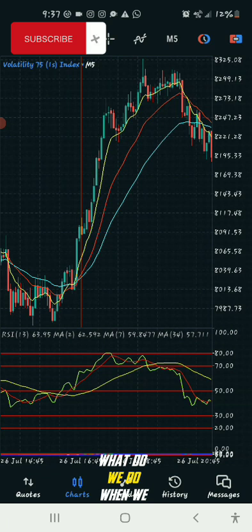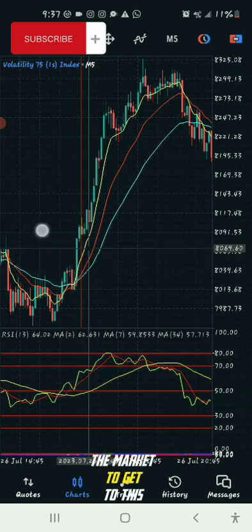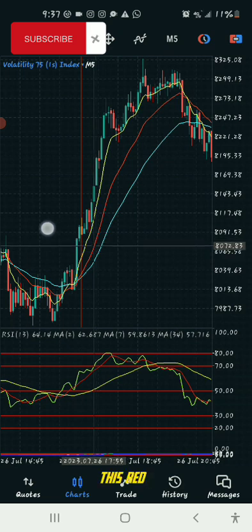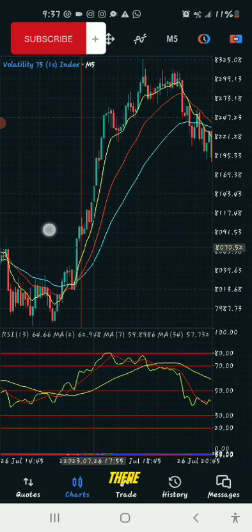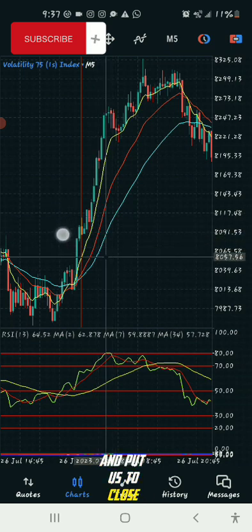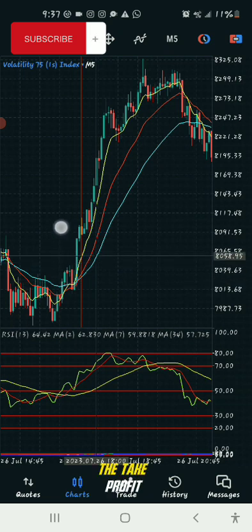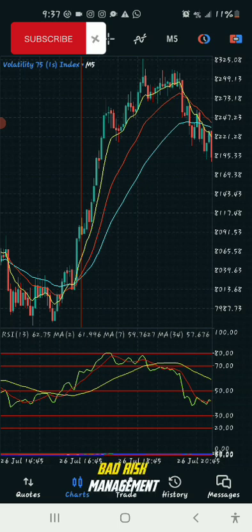So what do we do when we get to our 5 minutes? In our 5 minutes, we wait for the market to get to this red line. The red line is the 20 moving average. Once the market gets there, rejects and closes above it, you enter from the next candle and we put our stop loss below the blue line. Then take profit 1:2, 1:3, 1:4. I advise 1:2 and above, not 1:1. 1:1 is a bad RRR, bad risk management.